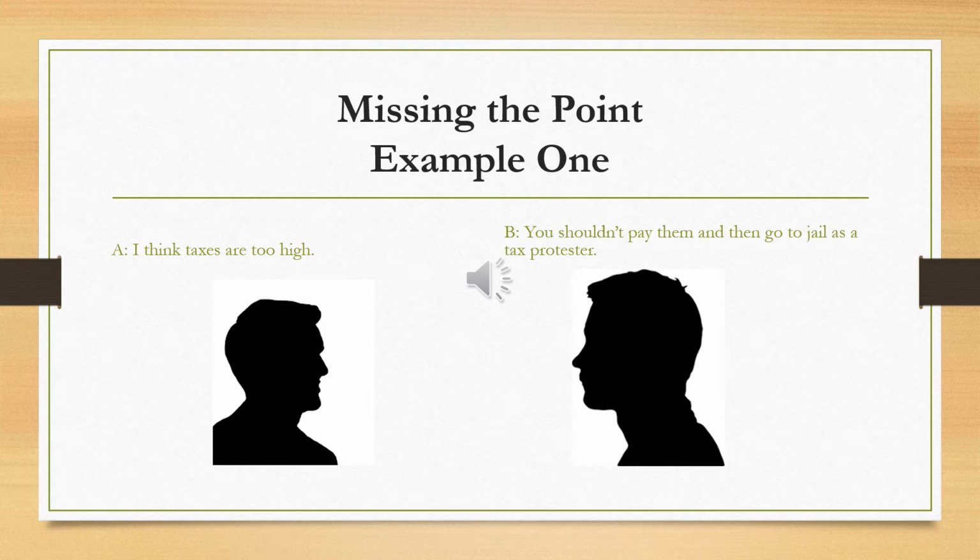So let's take a look at an example of missing the point. Again, person A is going to make a claim. Person B will commit the fallacy. Person A says, I think taxes are too high. Now, this might reasonably lead us to draw the conclusion that maybe we should elect politicians that would advocate for lower taxes or reform the tax code or something like that. Those would be reasonable things that would follow from person A's claim.